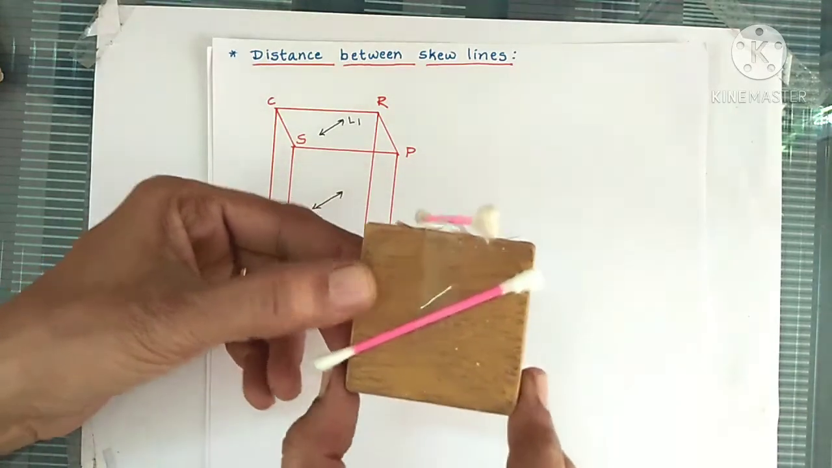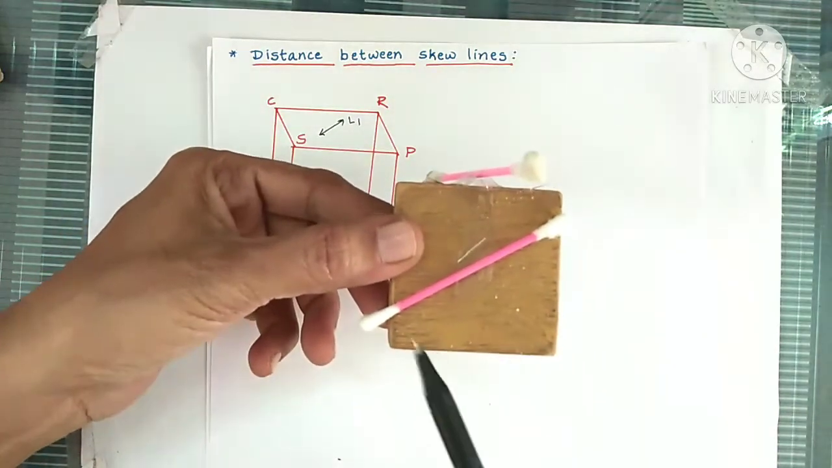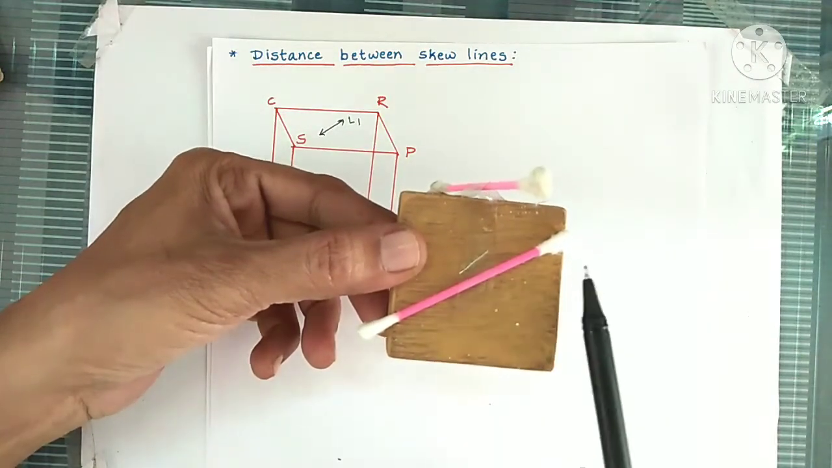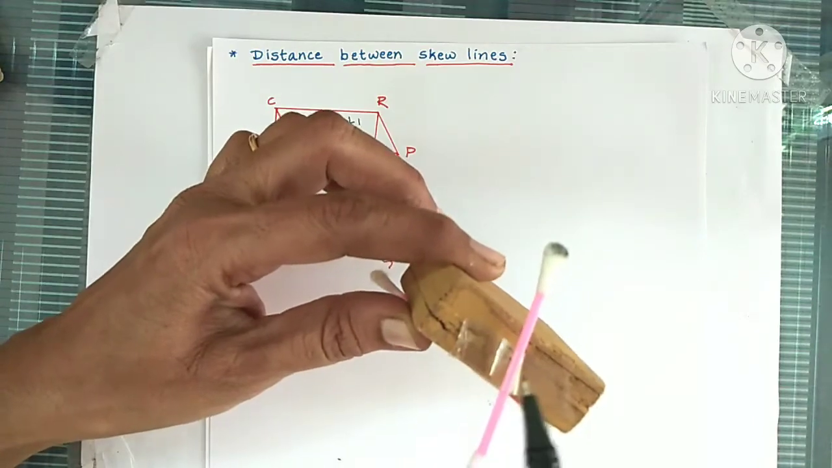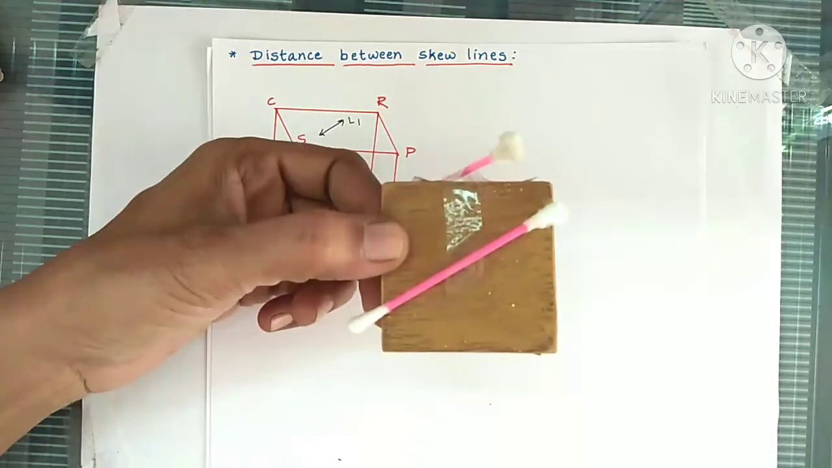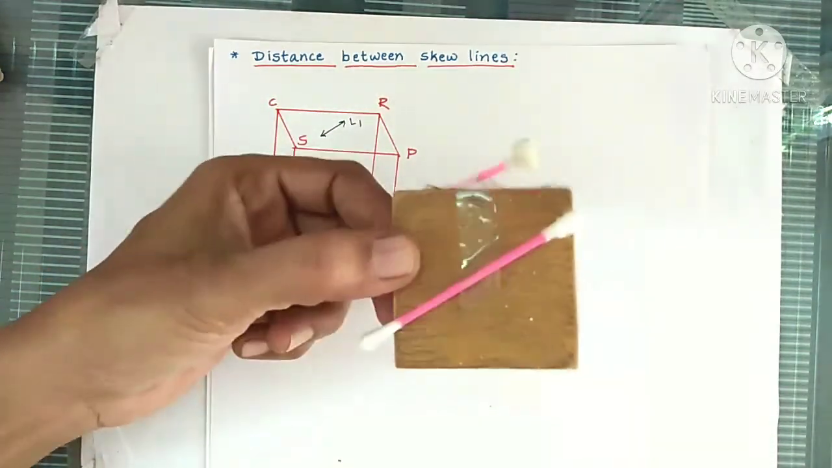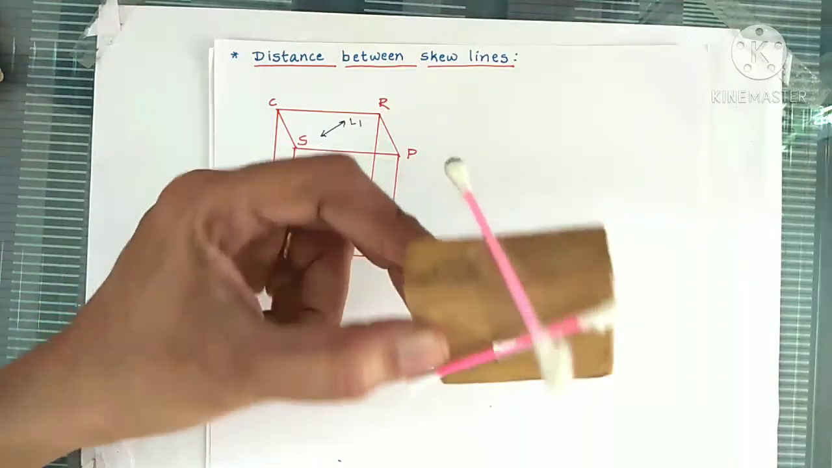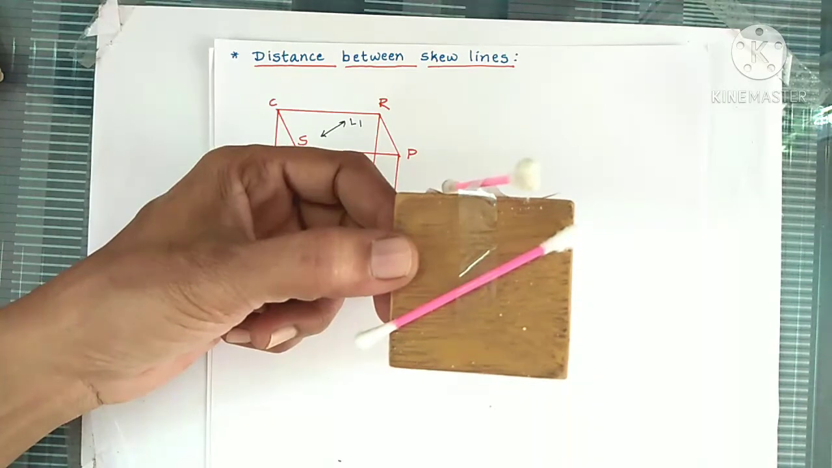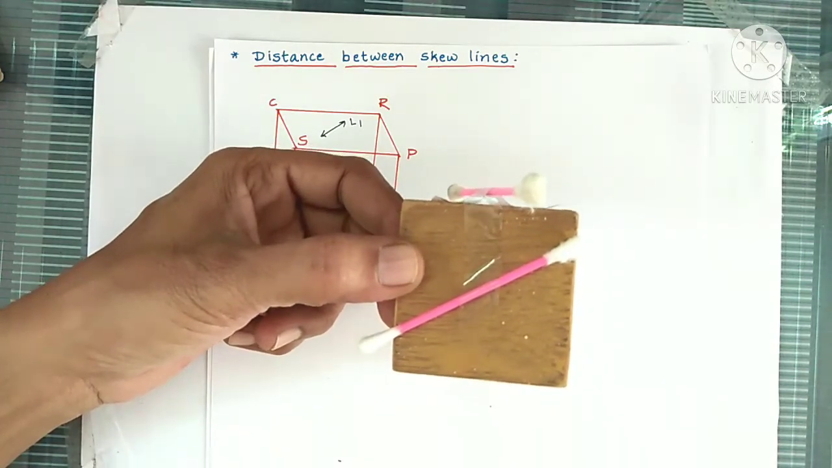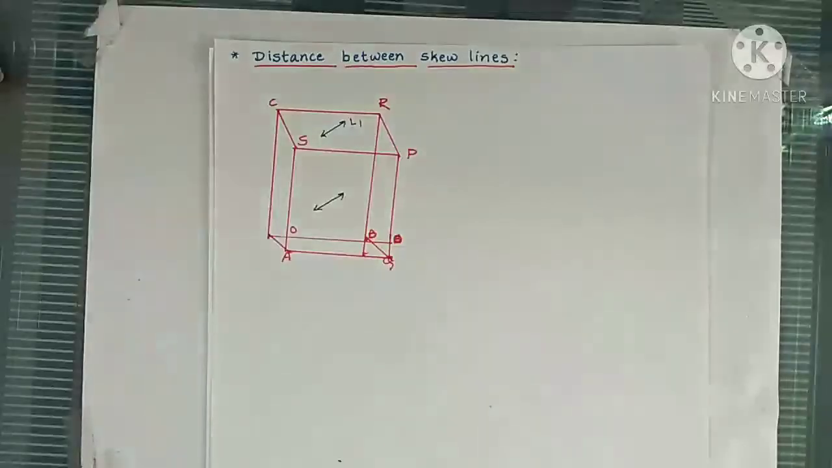So if we take this as line L1, and this line is in this plane, and if this is L2, you can see here these two lines are not parallel and they are not intersecting as well. So such lines are known as skew lines. Okay. So we are going to find out the distance between two skew lines.